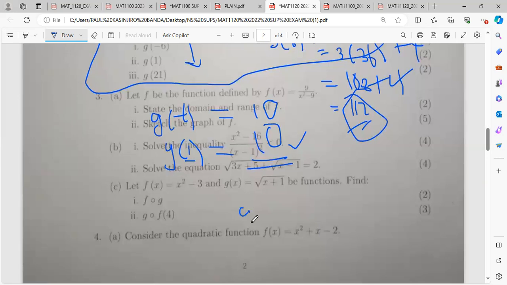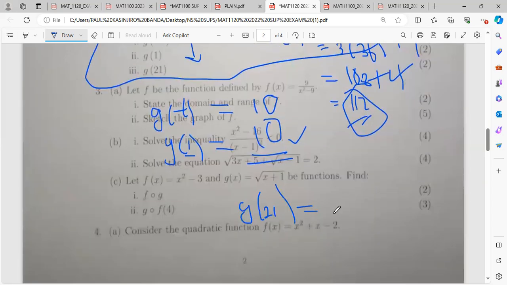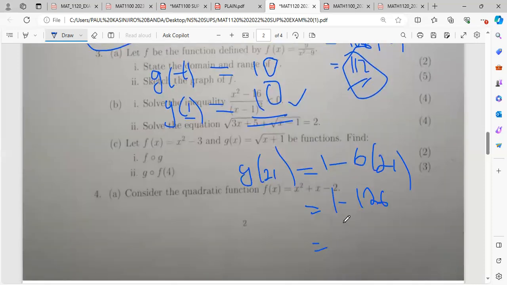Then you go on to g of 21. So g of 21, what equation are we going to use? We're going to use this last equation here. So 1 minus 6t, and now that t is 21, that 21, you multiply it by 6. It will be 21 times 6, which is 126. So 1 minus 126. What are you going to get? You're going to get minus 125.